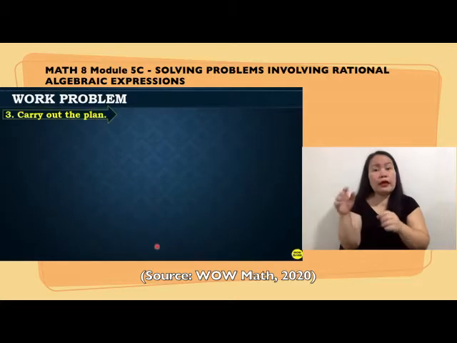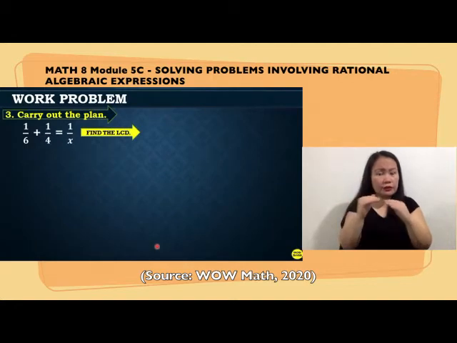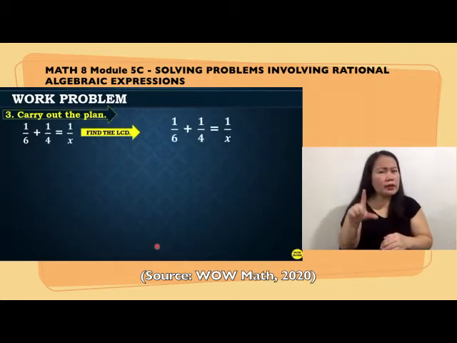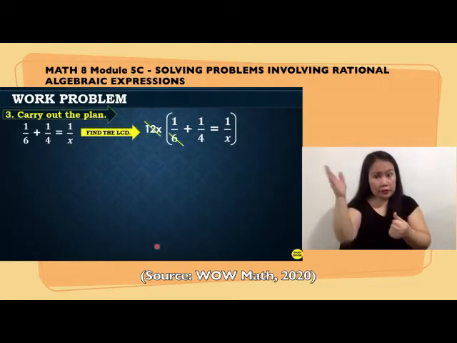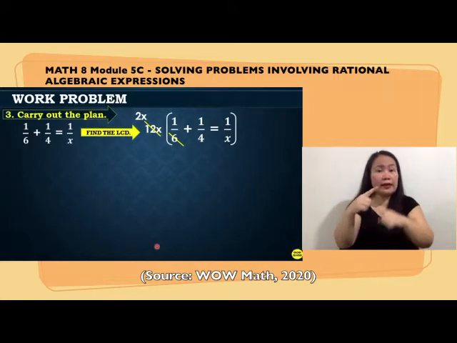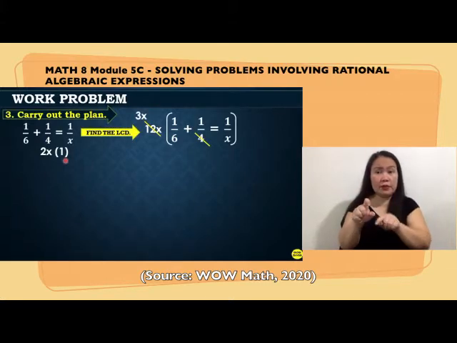So, carry out the plan. We already have the equation. What you're going to do is to find the LCD. So, what is the LCD of 1 over 6 plus 1 over 4 equals 1 over x? The LCD is 12x. Now, let us solve. 12x divided by 6, that is 2x. So, 2x, ita-times natin siya kay 1. That's why we have 2x times 1. Next, 12x divided by 4, we only have 3x. So, 3x naman, ita-times natin kay 1. So, that is 3x times 1.